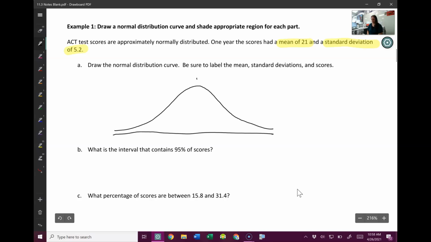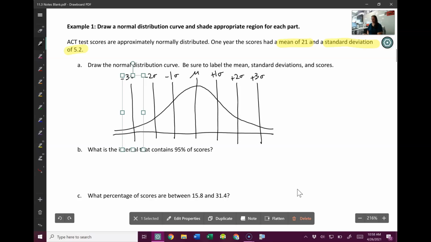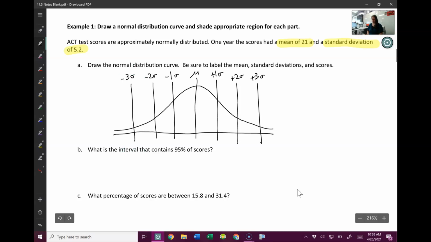And we're going to do this just like we did in the last video. We're going to have the mean in the middle, and then we do 3 lines to each side. We want our lines to be fairly evenly spaced. We're going to add standard deviations to the right, minus standard deviations to the left. Now the mean goes in the middle. It said the mean is 21. Add my standard deviation as I go to the right. Subtract my standard deviation as I go to the left.